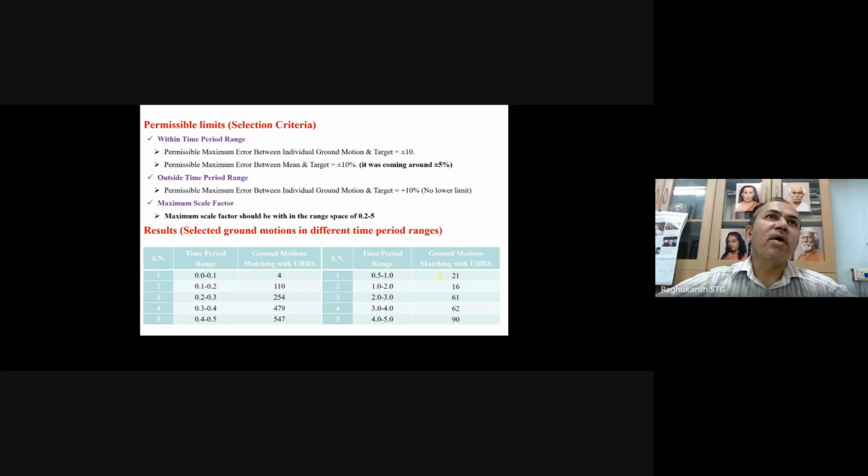So what we did was, these are our limits. The maximum error for an individual should be plus or minus 10%. The permissible mean versus target is plus or minus 10%. Of course, we were ready to come down to plus or minus 5%. Individual ground motion target 10%. The scale factor is 0.2 to 5. And since you cannot match the entire spectrum, we have divided it into some period ranges: 0 to 0.1, then 0.1 to 0.2, 0.2 to 0.3. So we have divided into period ranges, and we try to scale the data which matches nicely in that region. So this is our constraint.